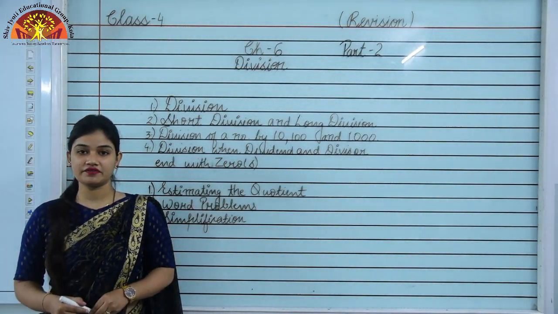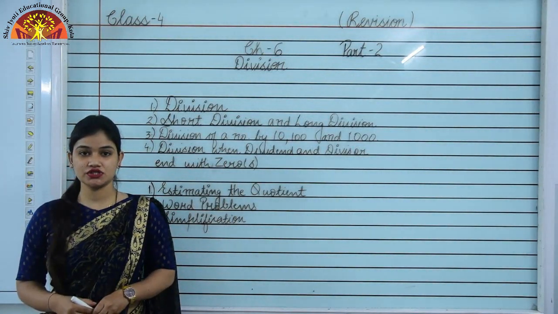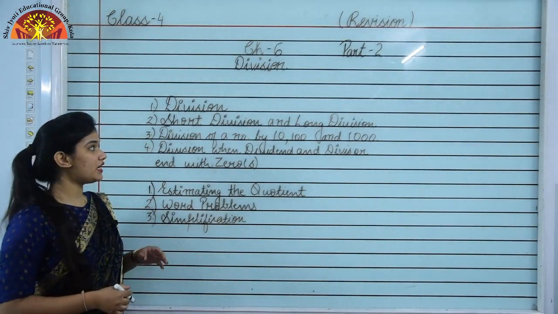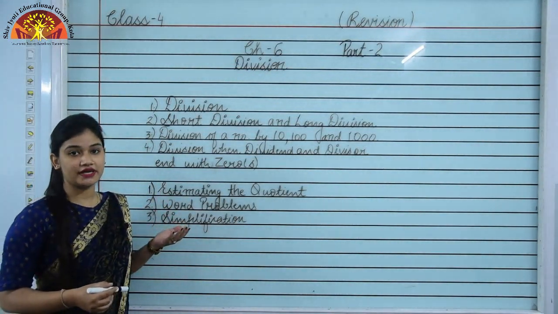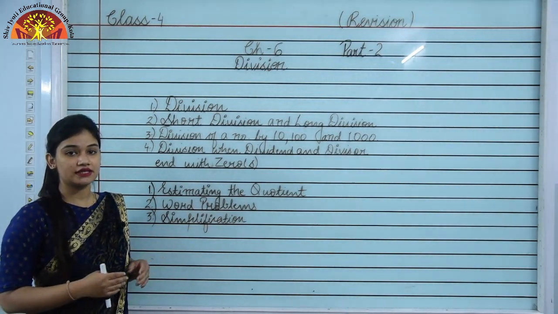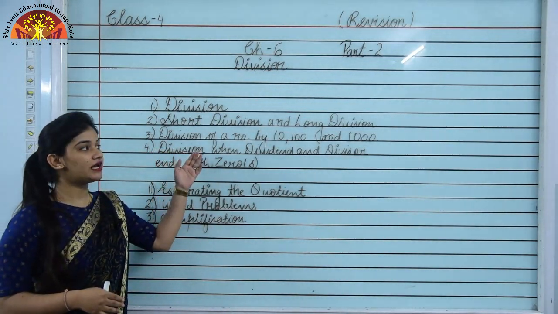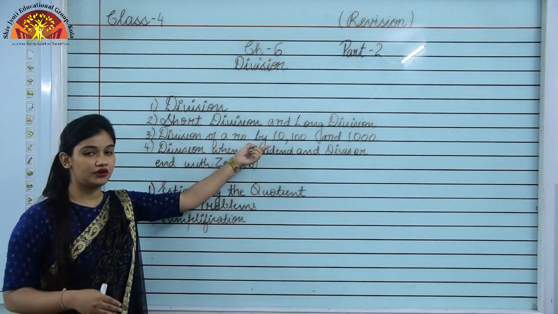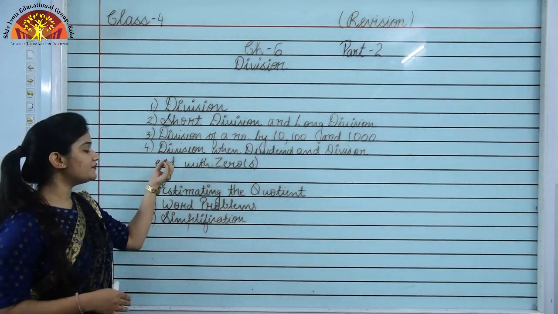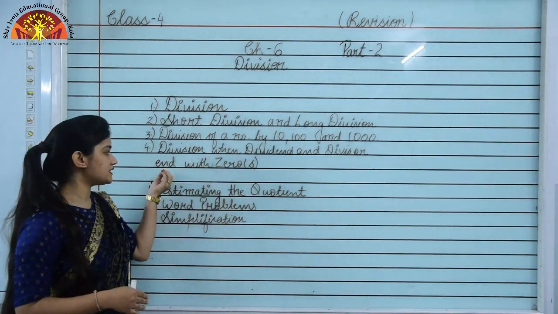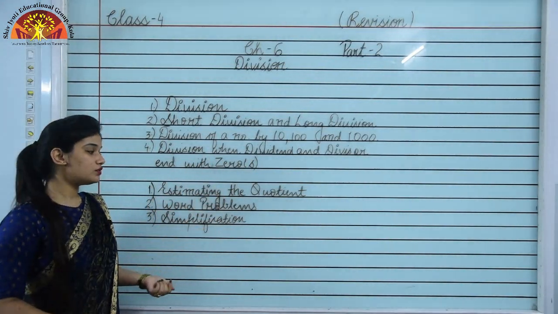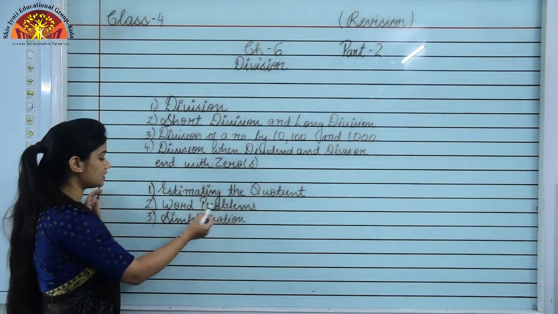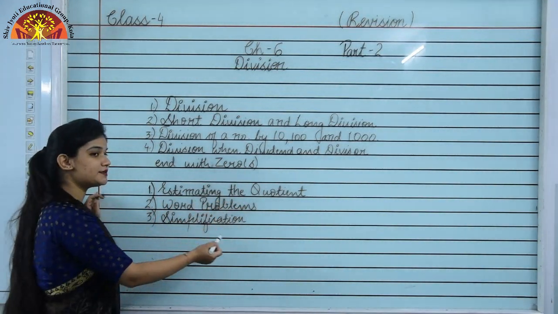Students, today we will revise chapter 6, that is division part 2. In the previous video of this chapter we have seen how we divide two numbers and how we can check the answer, and short division and long division method, division of a number by 10, 100 and 1000, and division when dividend and divisor end with 0. So now today we will see estimating the quotient, word problems and simplification.